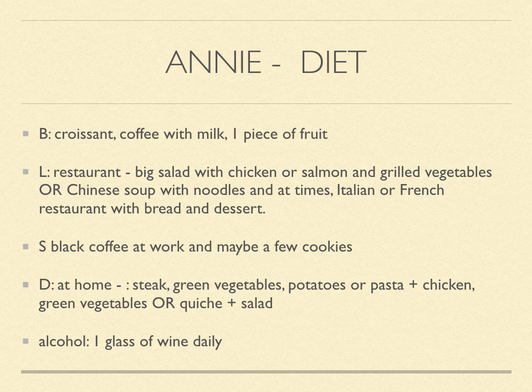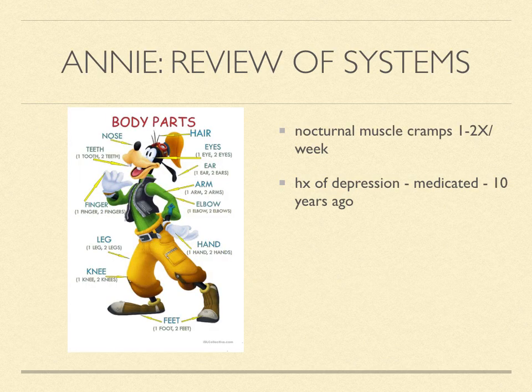In the evening, she's at home. She has a steak, green veggies, potato or pasta, or chicken, vegetables, and quiche or salad. And her alcohol intake is just 1 glass of wine a day. She comes across as a person with a lot of self-discipline in general, who is concerned about her health. So for her, you see, it's not really a discipline problem. It's more about education. In her review of symptoms, she has nocturnal muscle cramps a few times a week.